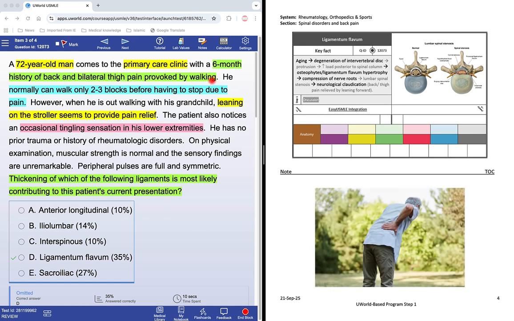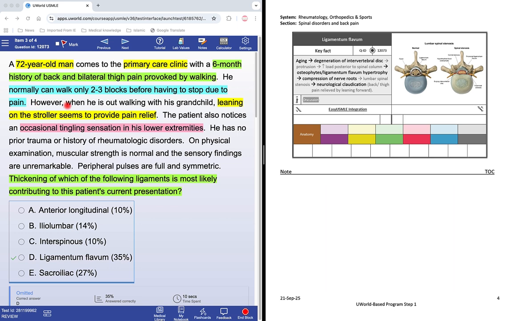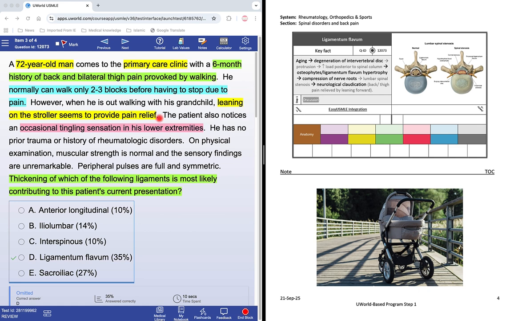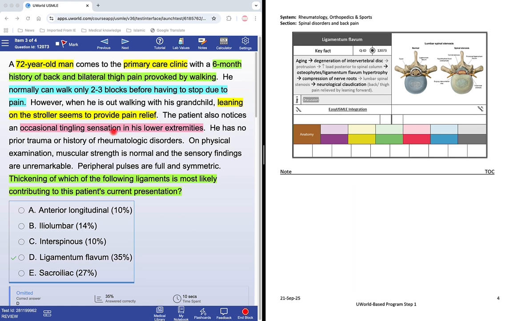A 72-year-old man comes to the primary care clinic with a 6-month history of back and bilateral thigh pain provoked by walking. He normally can walk only 2 to 3 blocks before having to stop due to pain. However, when he's out walking with his grandchild, leaning on the stroller seems to provide pain relief. Occasional tingling sensation in his lower extremities.